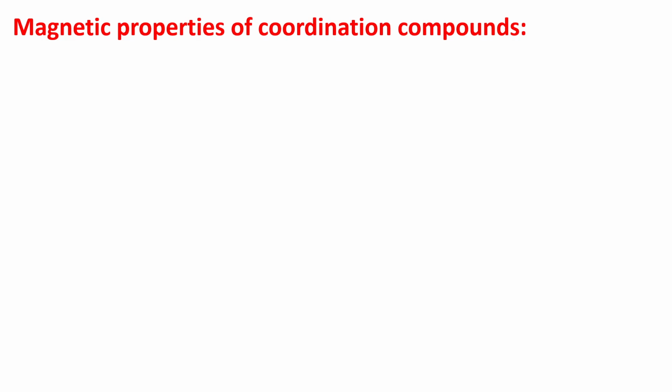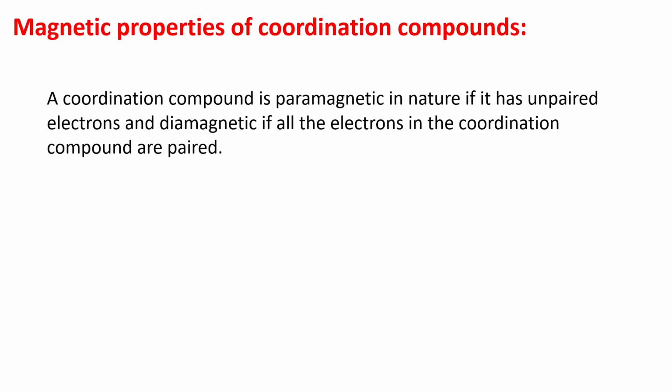Okay, magnetic properties of coordination compounds. In all the examples discussed above, I have already explained that if unpaired electrons are present in a coordination compound, that means the coordination compound is paramagnetic. And if all the electrons are paired, that means the complex is diamagnetic. So, depending upon the number of unpaired electrons present, you can calculate the magnetic moment of a coordination complex.